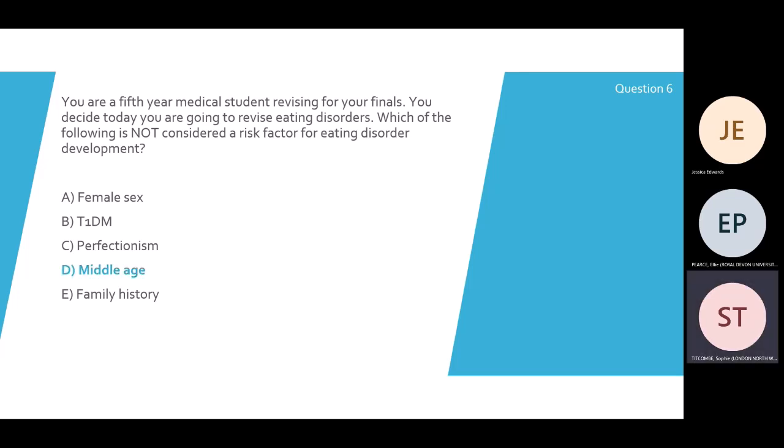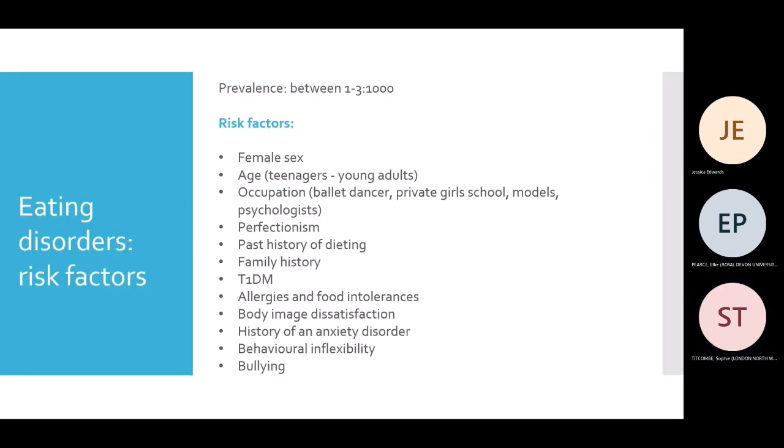Brilliant. So the correct answer for that was D, middle age. When we think about our eating disorders, there's a prevalence of about 1 to 3 in 1,000. And there are a number of risk factors that increase patients developing an eating disorder. The first is female sex. If you are younger in age, so teenagers and young adults, that's the common age group, so not middle age, which was obviously what we referenced in the question.